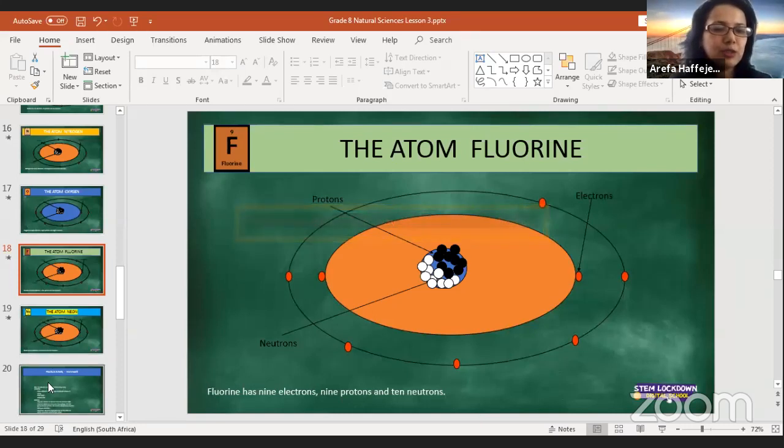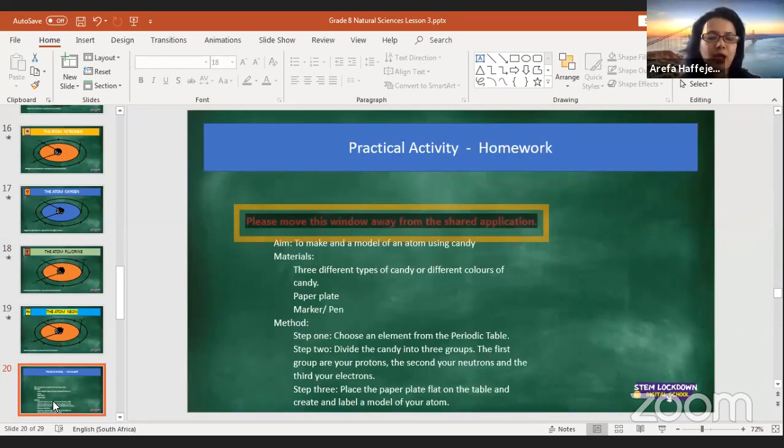So you're going to need like basically a packet full of sweets. So this would give you an excuse to ask your parents to get you sweets. And then you can use it while you're studying because we all like to chew and eat while we're studying. So there's 3, and then you're going to need a paper plate and a marker. If you do not have a marker, a pencil or a pen would do.